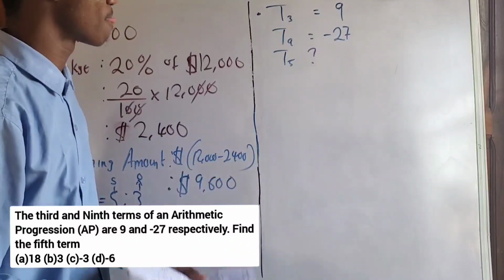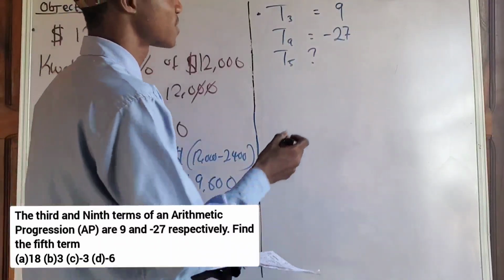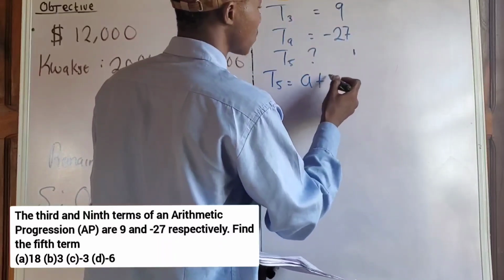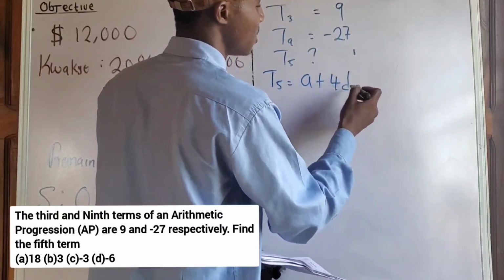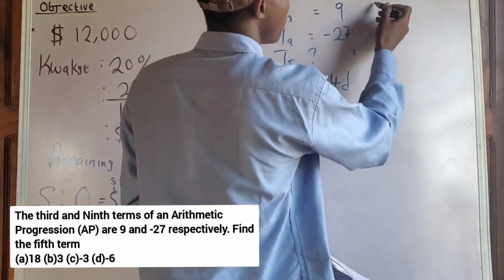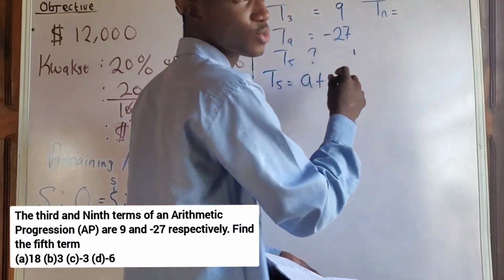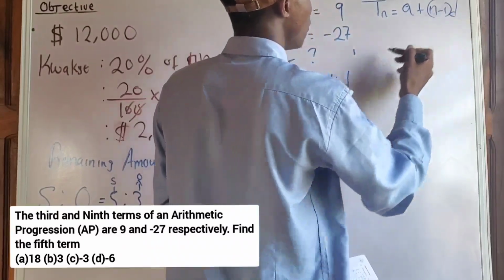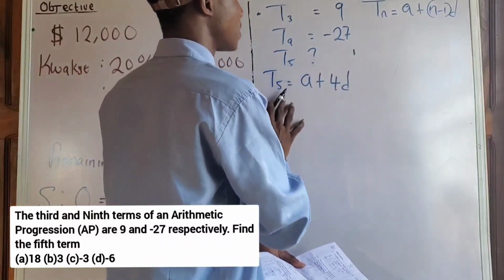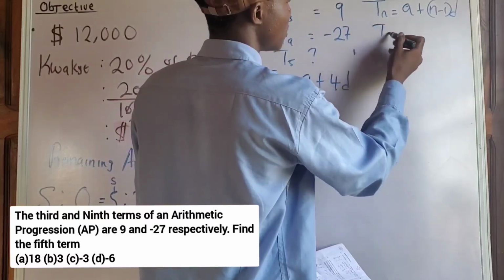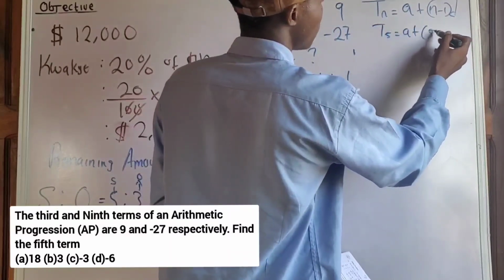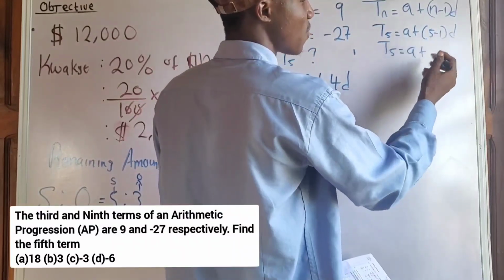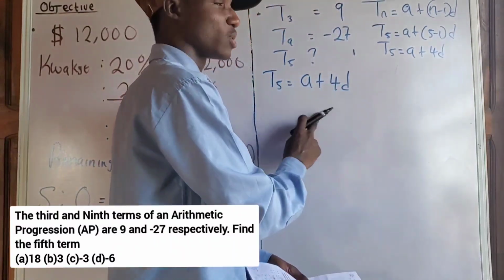Please pay attention. The fifth term can be expressed mathematically as T5 equals A plus 4D. I hope you know, because the general formula for the nth term of an arithmetic progression is Tn equals A plus (n minus 1) multiplied by D. So when n is 5, T5 equals A plus (5 minus 1) multiplied by D. Hence, T5 equals A plus 4D. That's why I got A plus 4D here.